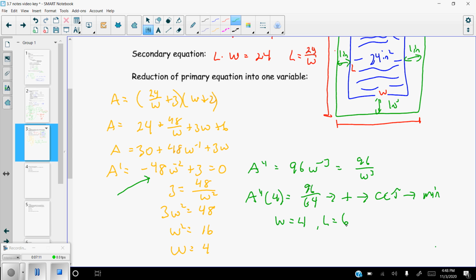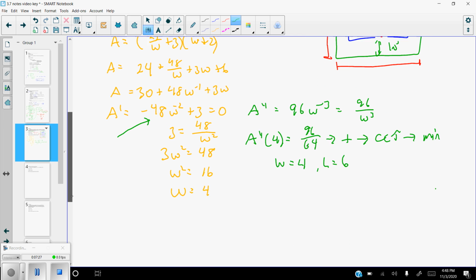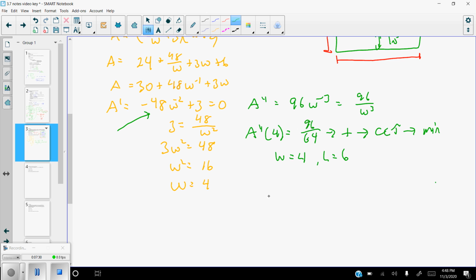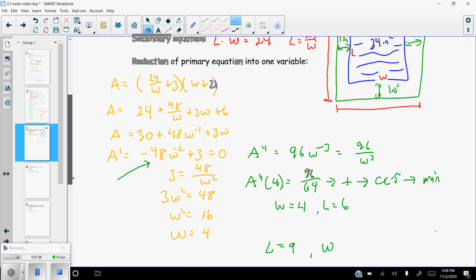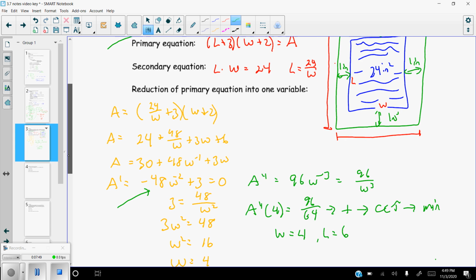But that's not the width and the length of the entire page. That's just the printed area. This wants us to actually figure out the minimum size of the page. So we have to remember that the original equation for the primary came from right here. So really, I'm going to take the length and plug it in there and add 3 to it. So that means my actual length is going to be 9, and my width was adding 2 to it, so 4 plus 2 is 6. So it looks like I'm going to have a 9 by 6 square inch page that will minimize the size of the page.